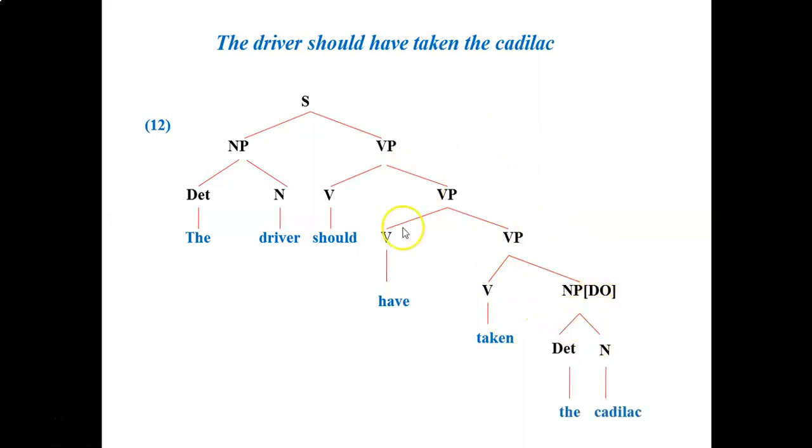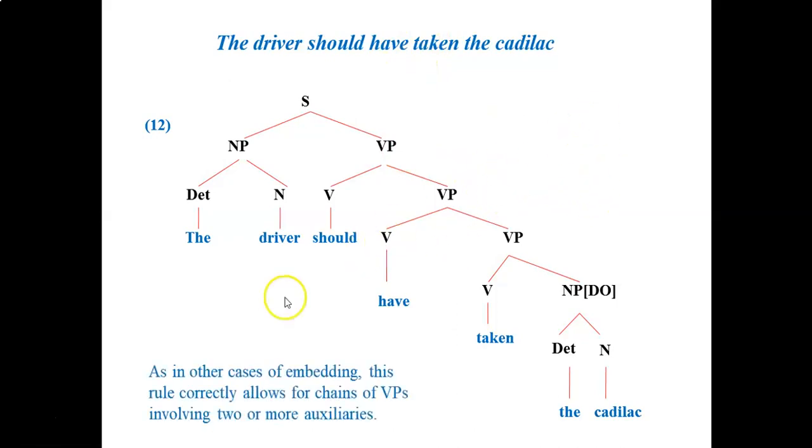Almost the same as the previous ones. The difference is that here we have three VPs. The first VP for should, second VP is for have, the third one is for the main verb taken, and then the Cadillac. Okay, so it's not quite difficult, not complicated, to draw the tree diagram based on the number of the verbs.